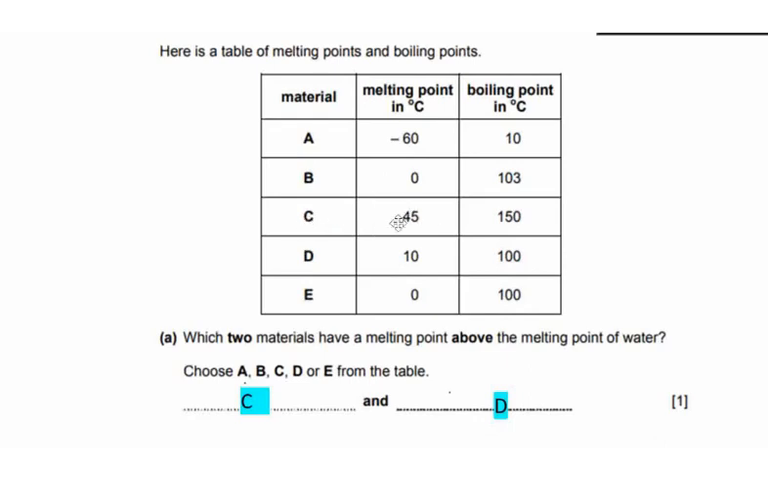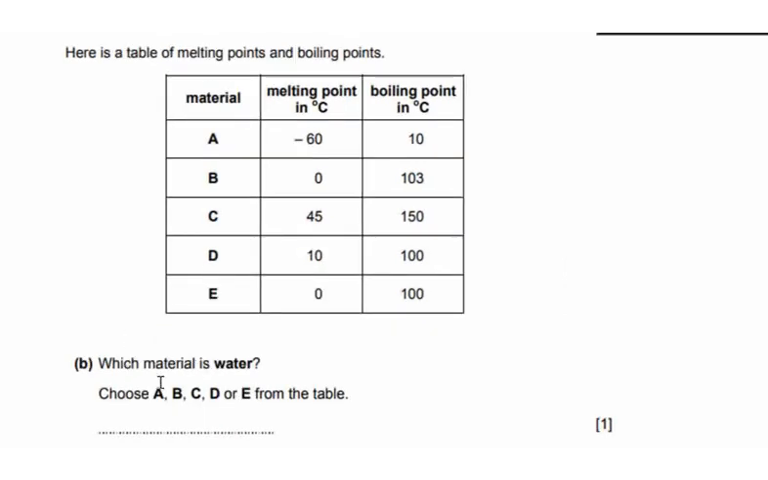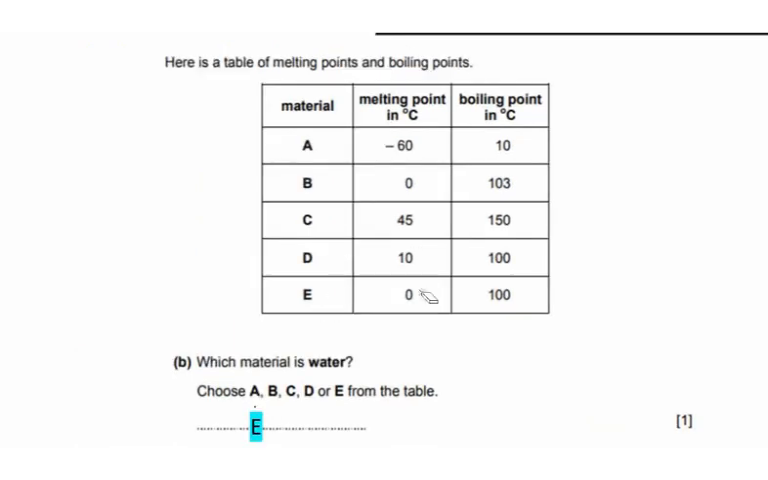If we look at C and D, the melting points are 45 and 10, which are higher than 0 degrees, the melting point of water. Next question. B. Which material is water? Choose A, B, C, D, or E from the table. The answer is E, since E has a melting point of 0 degrees Celsius and a boiling point of 100 degrees Celsius.